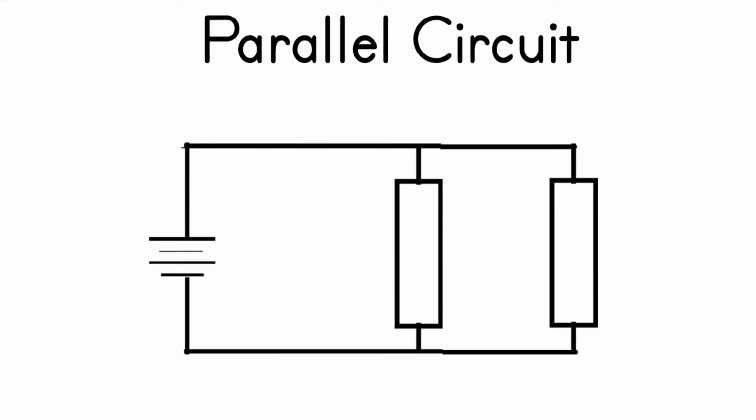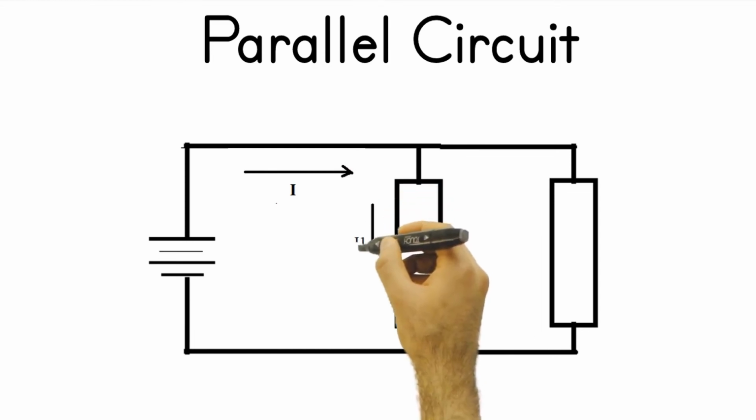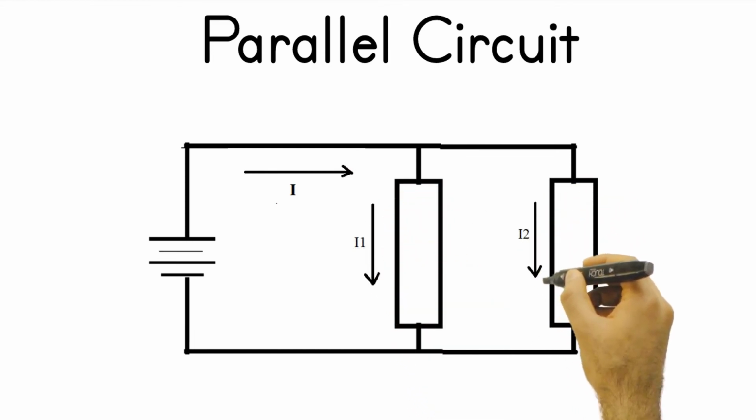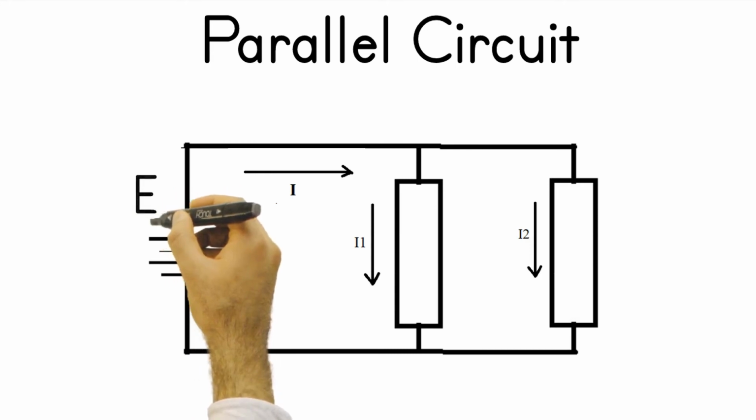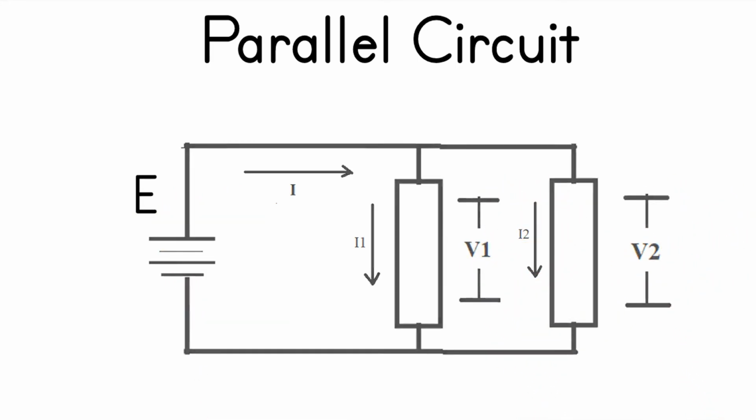What is a parallel circuit? This figure is an example of parallel circuit. A parallel circuit is a circuit connection, in which two or more circuit elements are connected across each other. The total current, I, would be the sum of the currents in each element, I1 and I2. The supply voltage, E, is equal to the individual voltages, V1 and V2.